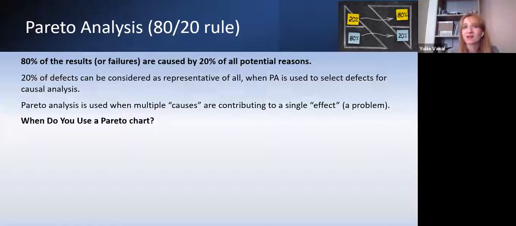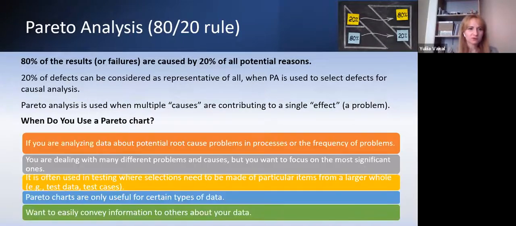So for instance, 80% of the work of an organization is done by 20% of people. Or 80% of failures are caused by 20% of potential reasons. Or, I don't know, 80% of bad parts come from 20% of suppliers. So how can we actually use it? I will show when we can use it.